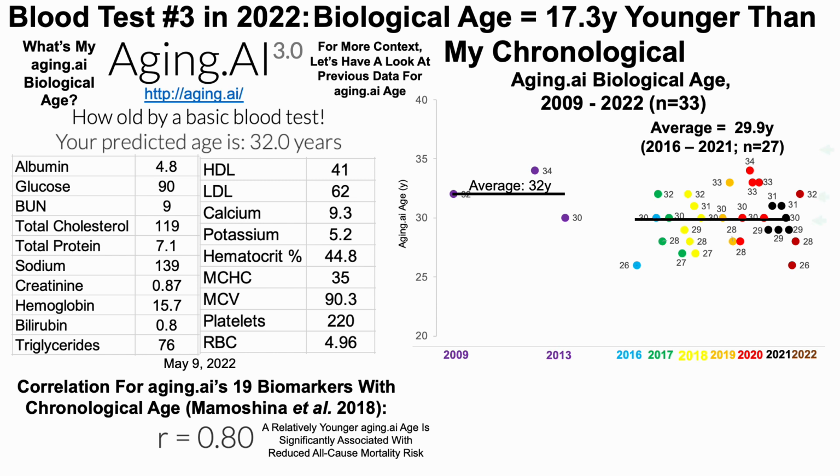All right, so what about 2022? So far, over those 3 blood test measurements, my average Aging.ai age is 28.7. So that's also lower than my 29.9 over the 6-year period starting from 2016, and also better than the 3 tests from 2009 to 2013. So hopefully I can keep it up for the rest of the year and going forward.